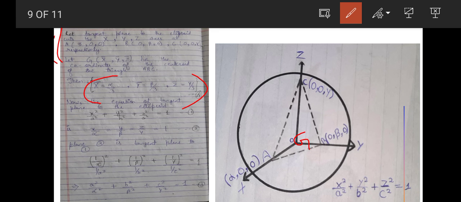Now the equation of the ellipsoid is x square upon a square plus y square upon b square plus z square upon c square is equal to 1. You all know that this is the equation of an ellipsoid. So by putting the values of alpha, beta, gamma in this equation, we get x upon alpha plus y upon beta plus z upon gamma is equal to 1.